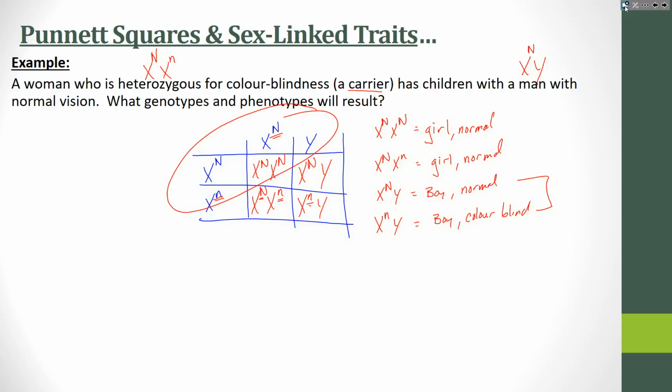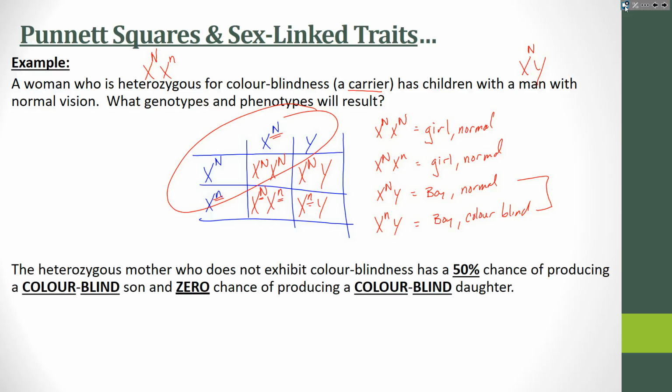She doesn't actually have the trait. She carries it, but she doesn't know she has it. So a heterozygous mother, that's this mom here, who doesn't have colorblindness, has a 50-50 chance of producing a colorblind son, and a 0 chance of producing a colorblind girl.